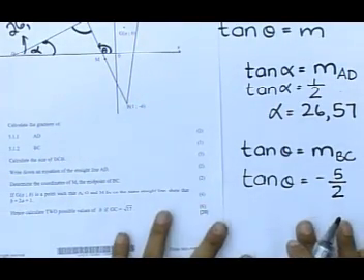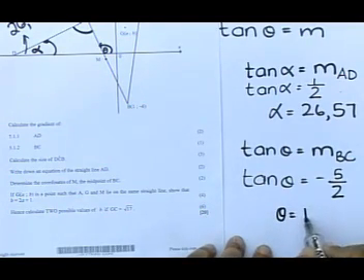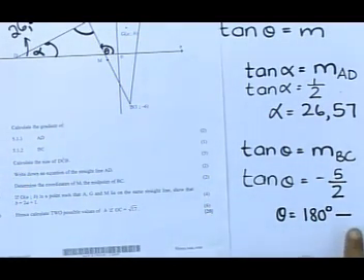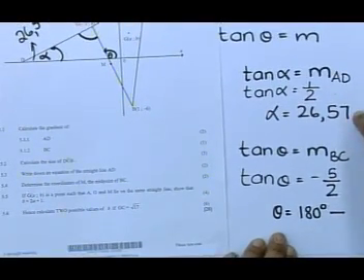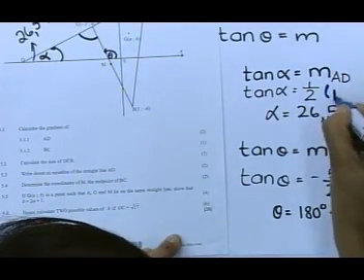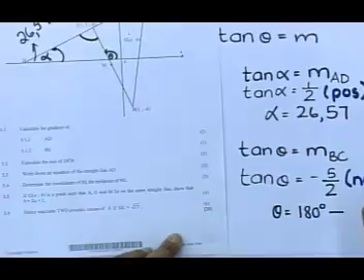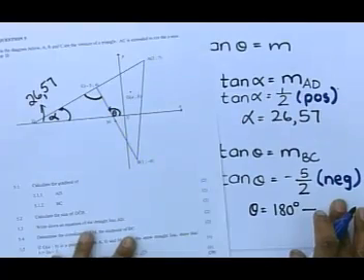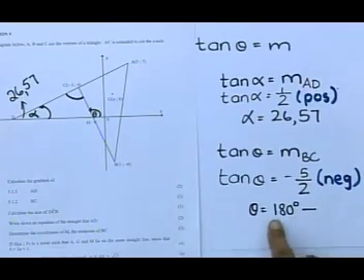Learners, please look at this. This is important. Something different. Theta is going to be 180 degrees minus. Why did I not have 180 degrees here? 180 degrees minus, because this gradient is positive. This is a positive gradient. This is a negative gradient. If you have a negative gradient, grade 12, please listen. A negative gradient, then you have to say 180 minus.